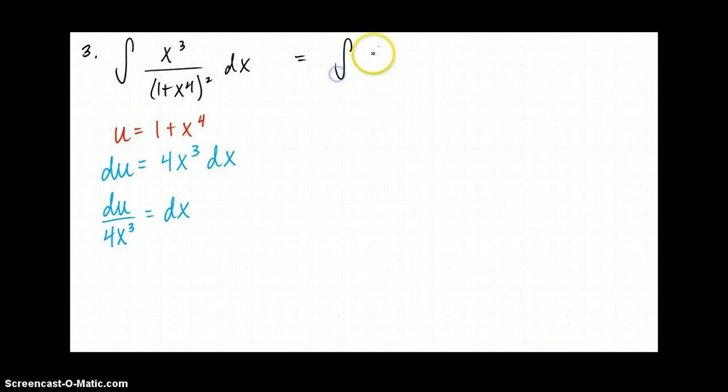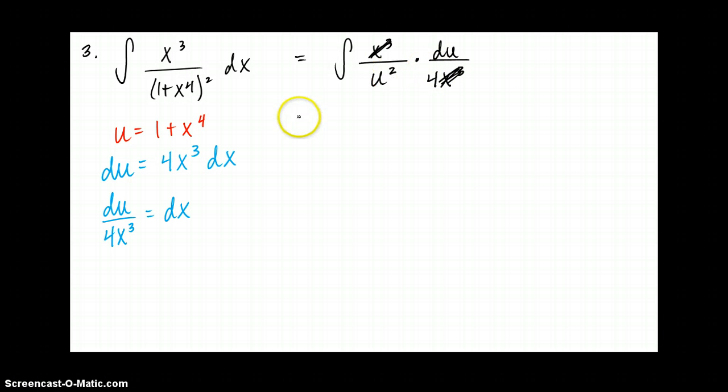So I have the antiderivative of x cubed divided by u squared times du all over 4x cubed. Now at this step, you need to understand that we can only integrate in terms of one variable. Whether it's an x, a u, a theta, we can only have one variable in the integrand. Making the correct substitution will get any x's to cancel. Alright, so that's the check to yourself.